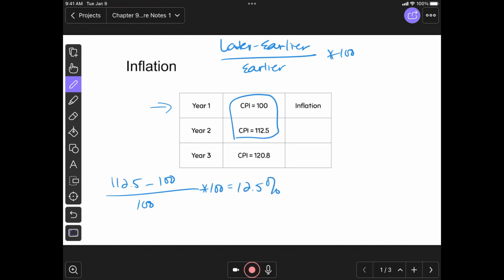Okay, now these two. Okay, so now year 3 and year 2. So later is year 3, earlier is year 2, and that's going to work out to be, looks like that's going to work out to be 7.4%.